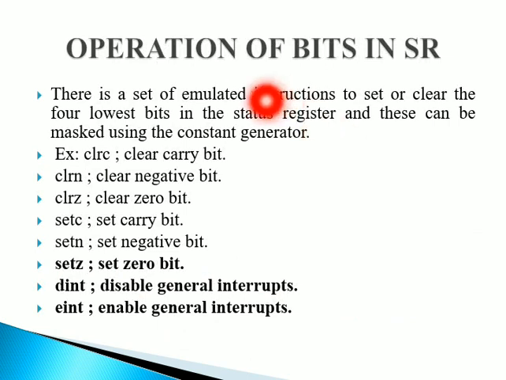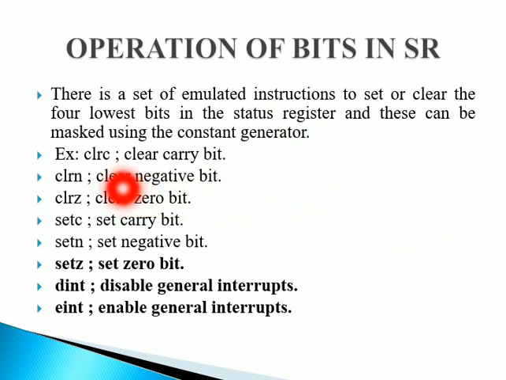Next is operation of bits in the status register. There is a set of emulated instructions where you will set and clear the four lower bits in the status register. They can also be masked using the constant generator.